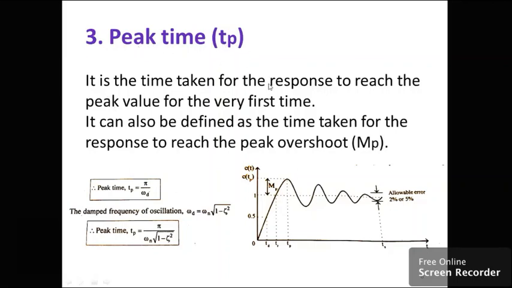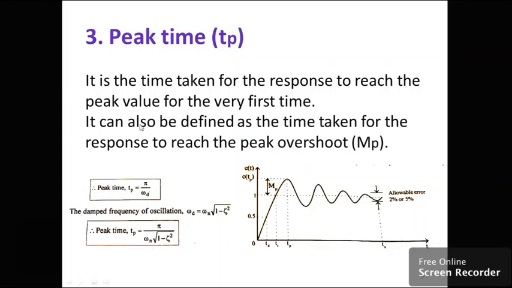So it is the time taken for the response to reach the peak value for the very first time. You can observe the peak time. This is Tp. It is also expressed in terms of seconds. It can also be defined as the time taken for the response to reach the peak overshoot. So you can define it in another manner in terms of peak overshoot. So this is the position of Tp.